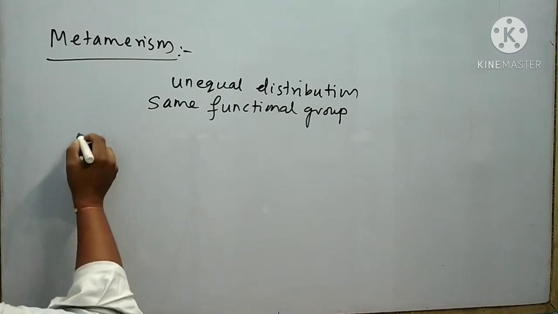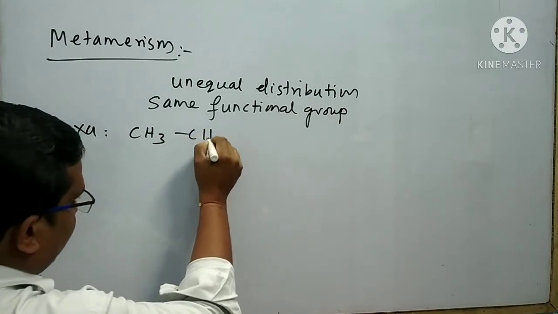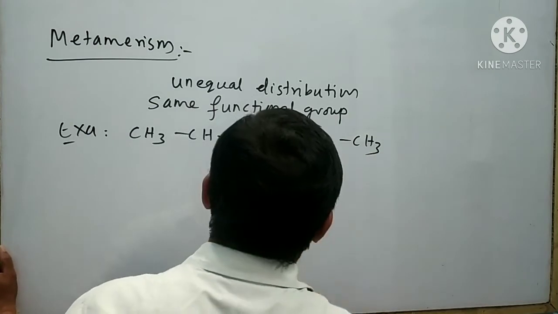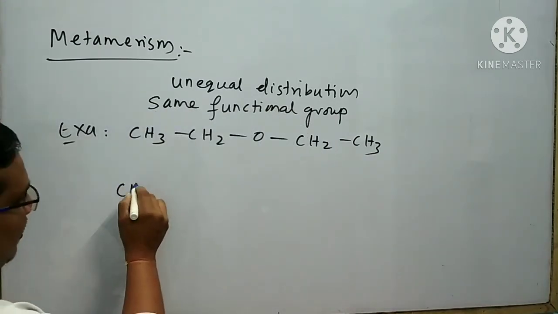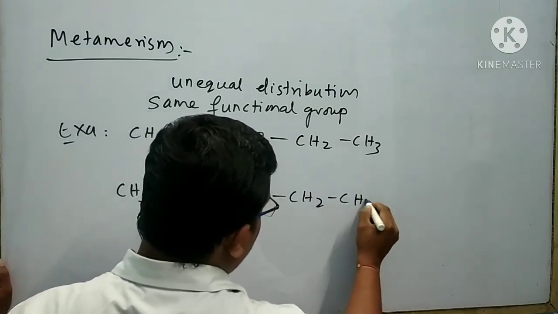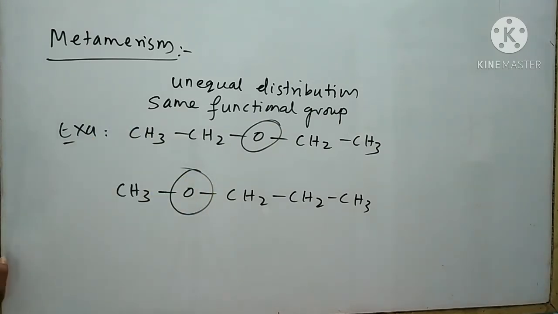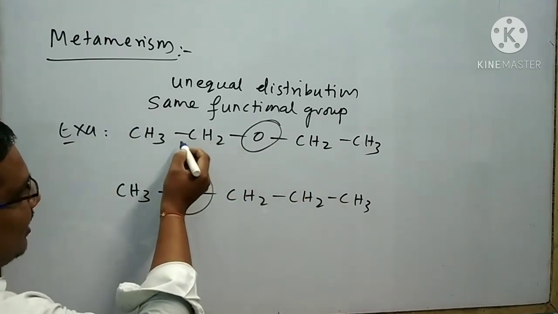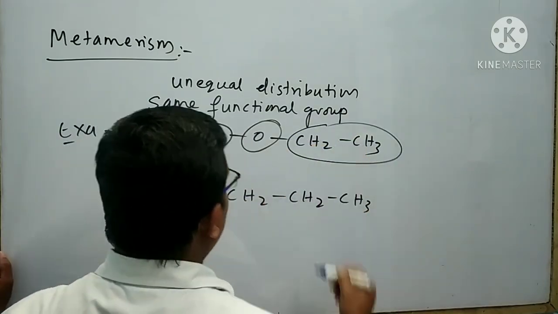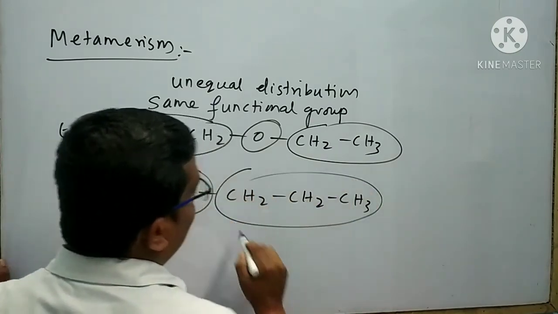Look at that. Suppose I want to take an example: CH3-CH2-O-CH2-CH3. Take another example: CH3-O-CH2-CH2-CH3. In this compound, ether is the functional group. Here also, ether is the functional group. But in the first case, the left side is an ethyl group and the right side is also an ethyl group. But in the second compound, the left side is a methyl group and the right side is a propyl group.